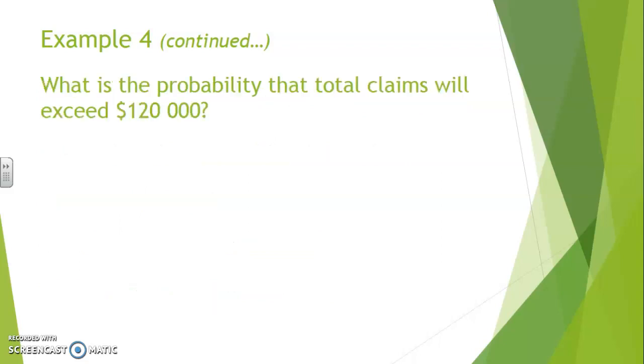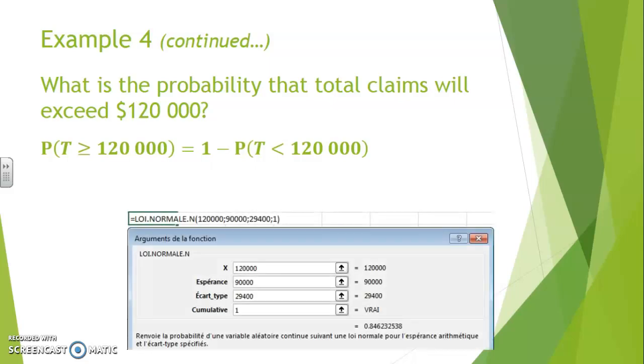We could then proceed to calculate probabilities for T, such as what's the probability that total claims will exceed 120,000? At this point, we use notions that we've learned before, which means, for instance, calculating probabilities in a leftward direction, and Excel can then be used to find a numerical answer. In this case, we would find that 15% is the probability that claims will exceed or be equal to $120,000.